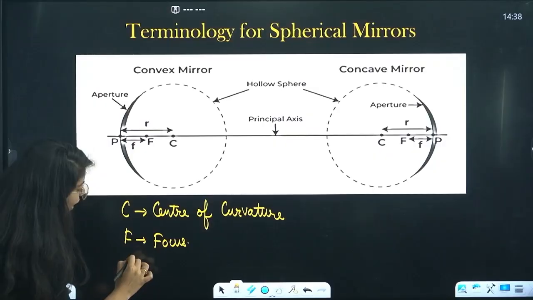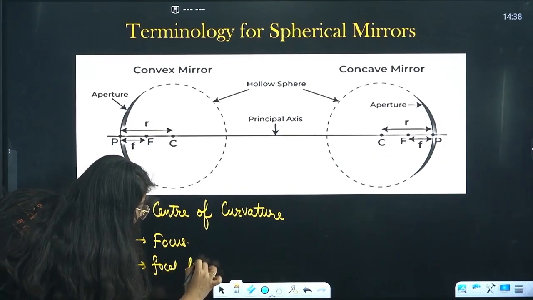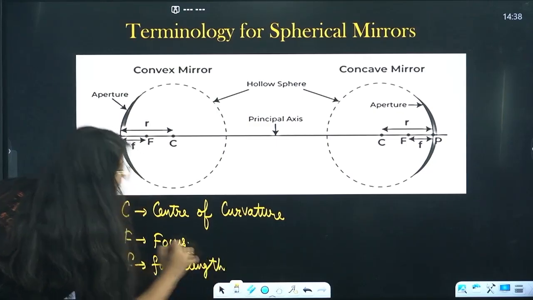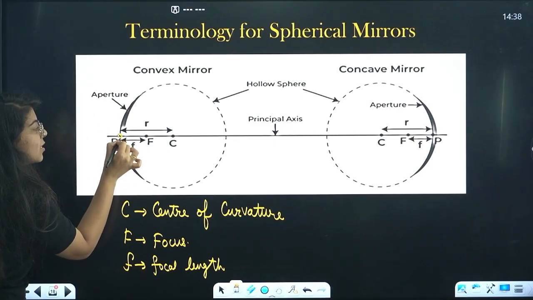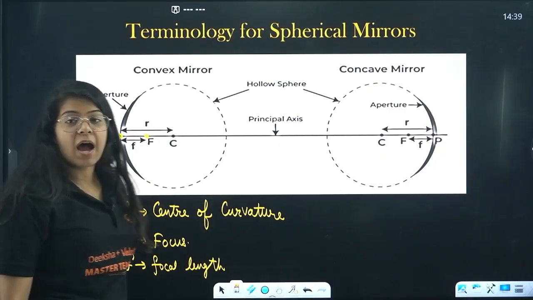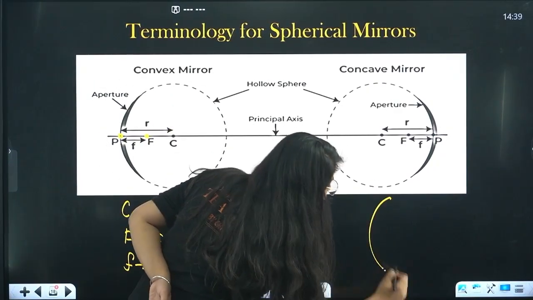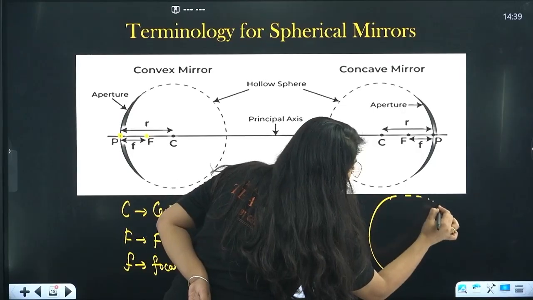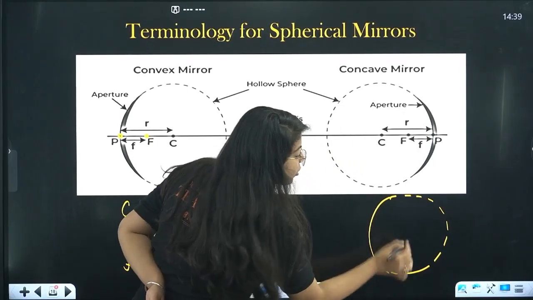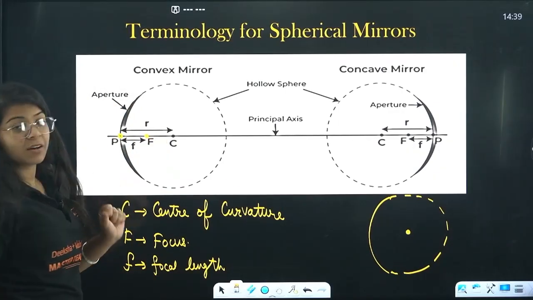Then this small f is your focal length. It is simply the distance between this mirror and half of the center of curvature. You know this, right? This is your mirror, and this is how you complete the circle, your sphere, and this is the center of the sphere. So the center is called the center of curvature.